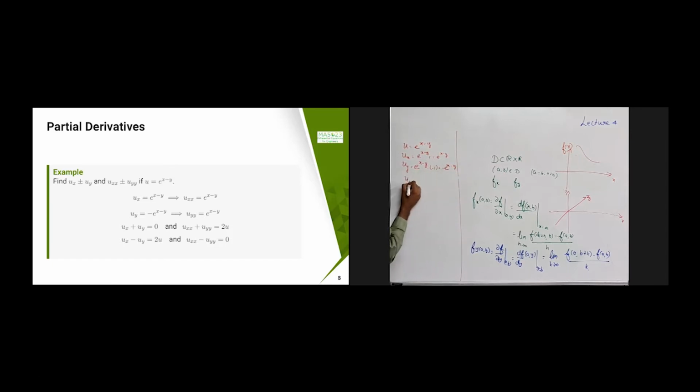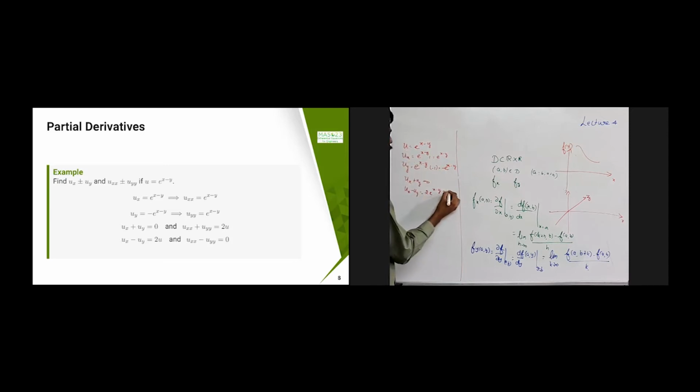If I find u_x plus u_y, this becomes 0, because this is e power x minus y and this is minus e power x minus y. If I put u_x minus u_y, then it becomes e power x minus y minus of minus, or plus, so 2 times e power x minus y. But what is e power x minus y?